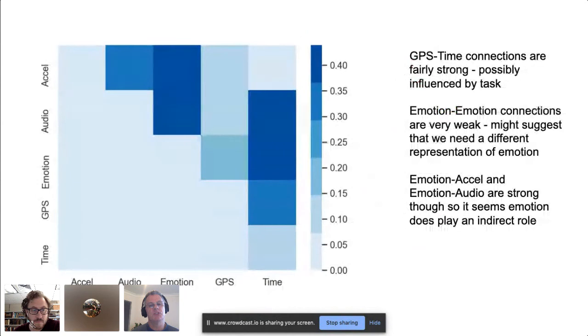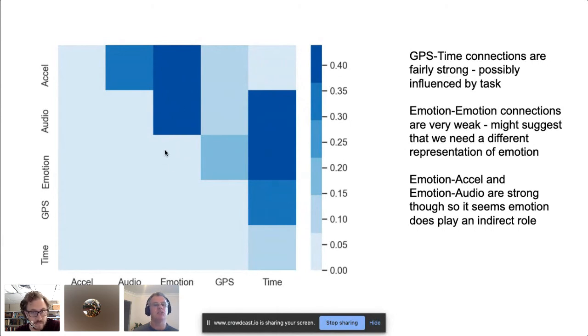The model was optimized, as I said before, by adjusting the connection strengths between different modalities. And what you can see here is that the GPS to time connection is quite strong, and that's perhaps unsurprising given that the task was to use time to retrieve GPS. But there are other connections which are as strong or stronger. The connection between audio nodes and emotion nodes in time is also very strong. The connection between accelerometry and audio and emotion is also very strong. So the overall performance of the network is a consequence of all of these connections.